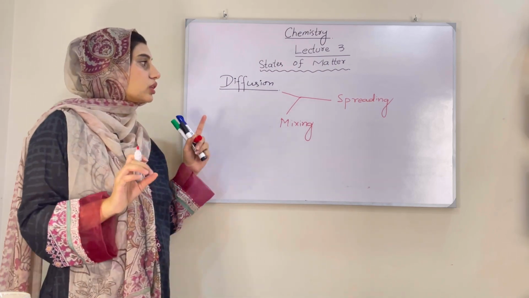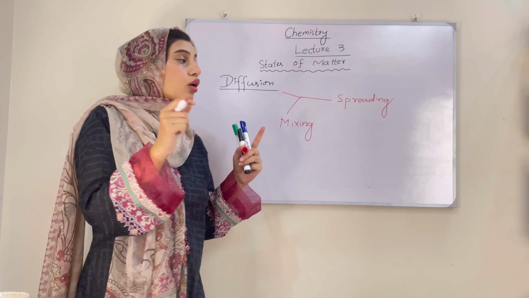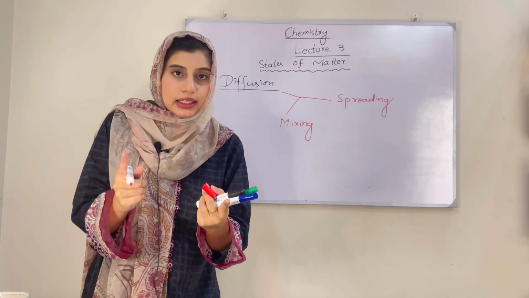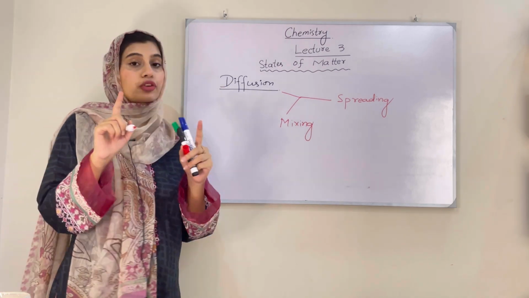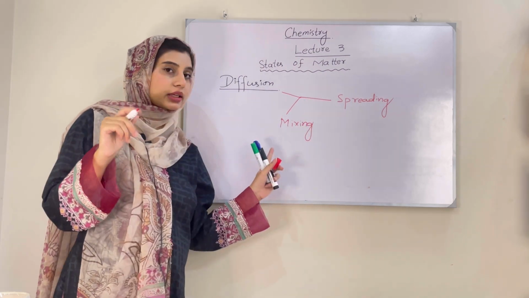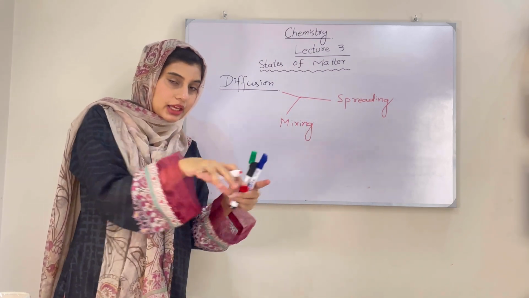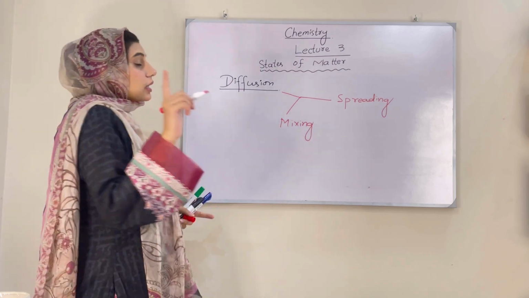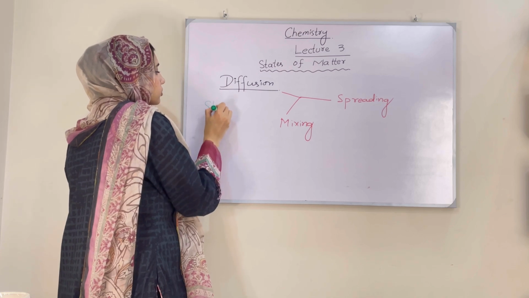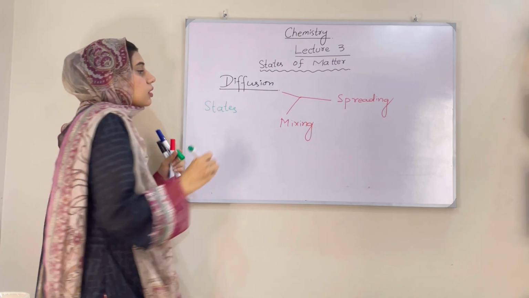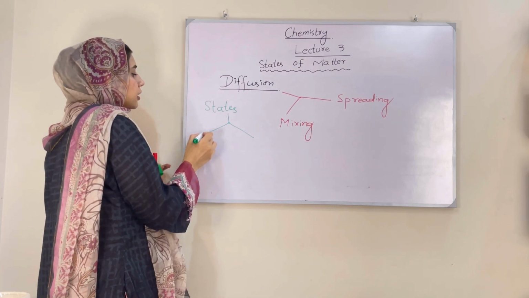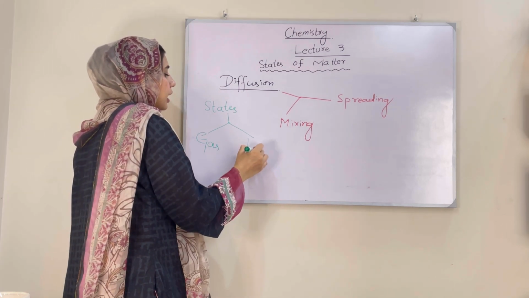So the definition of diffusion is the process of spreading and mixing of liquids and gases is known as diffusion. So the first two important points that you have in your mind are spreading and mixing. That something is spreading, first spreading and then mixing. The second important thing is states. There are only two states in which diffusion occurs, and that is gas and liquid.